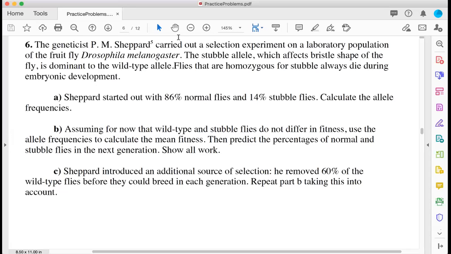Okay, so how do we work this? Shepard starts with 86% normal flies and 14% stubble flies. Let's calculate the allele frequencies. So here we go to the whiteboard. We're starting with 86% wild type flies and 14% stubble flies.